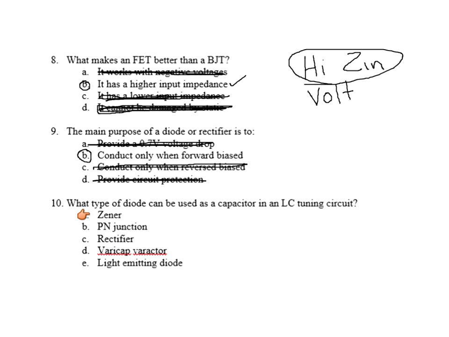Does a Zener use as a tuning circuit? No. A PN junction, that's a regular diode. Don't be fooled by that. A rectifier, no. That has to be forward biased, these two. A light emitting diode? Nah, that could be a distractor.